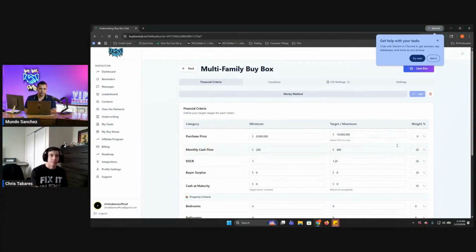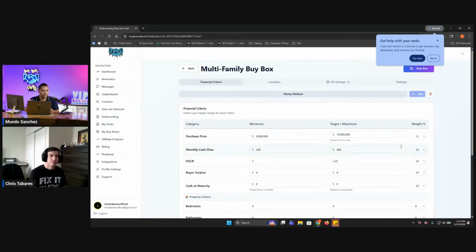Let's say, for example, this is a weird scenario, the only thing you cared about was purchase price in your buy box. Like, I want to buy a property between 8 million and 10 million. What you would do is put 100% weighting on that category. So everything else on that buy box wouldn't get graded. Now that's a drastic scenario. If you go over to cash flow, there may be 3 or 4 categories on this list that are important to you, and the ones you don't care about, you could just leave at 0.